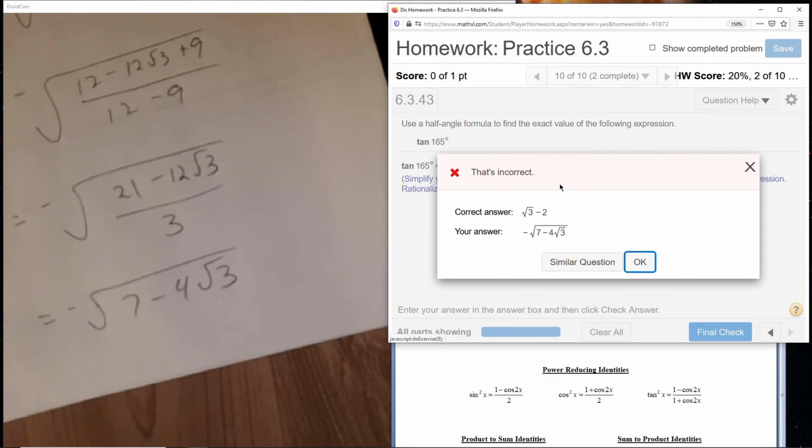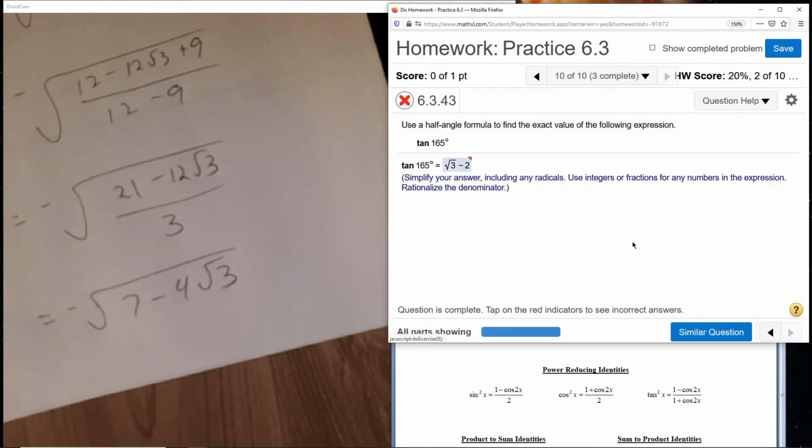Well, if you email me this, I would definitely give you full points if you entered what I entered in, because that's a whole other ball game to get this answer to the one they want. Granted, theirs looks nicer. I'll give them that. But if this happens to you, send it to me. I'll give you full credit. So there we go. Homework 6.3.